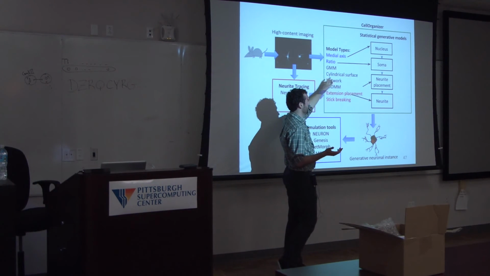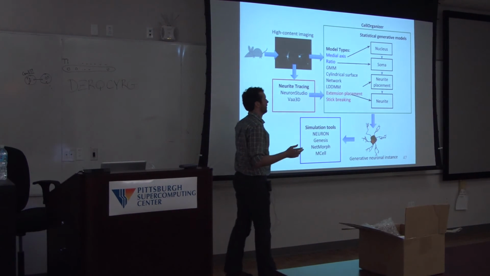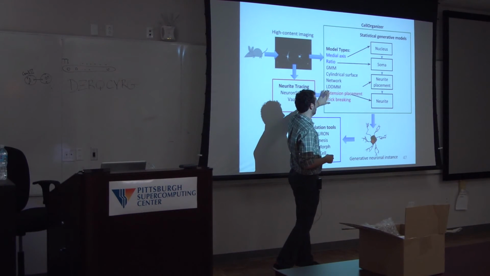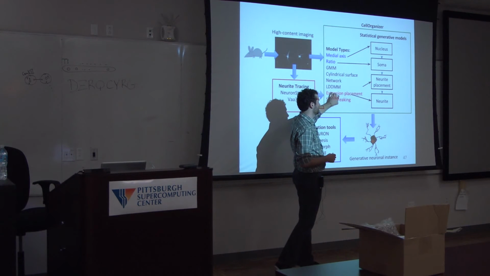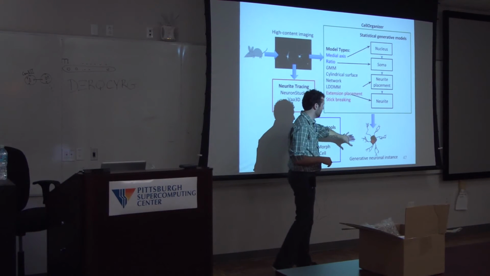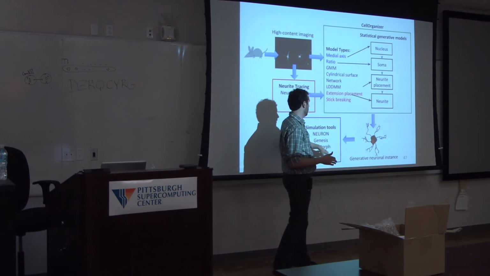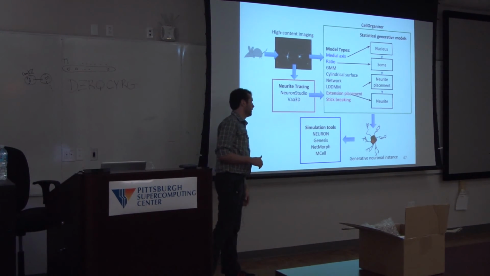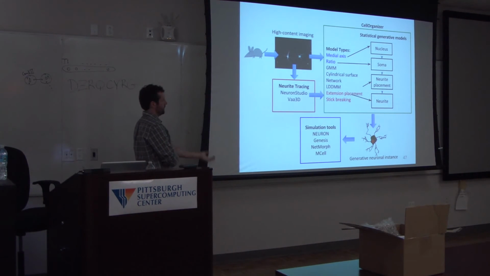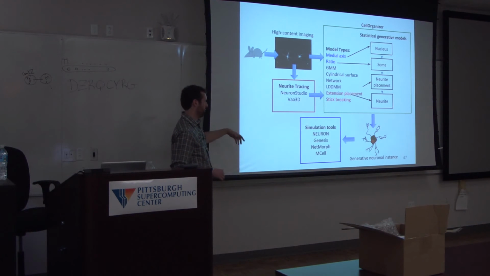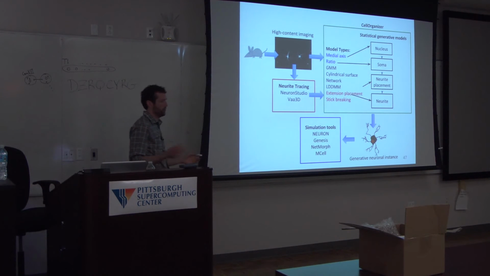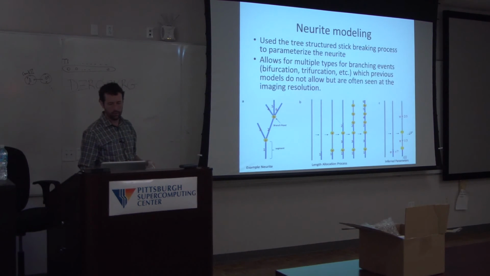But you probably wouldn't use a network model. That's what we use for our microtubules, for example. And then we have these two new types of models, this extension placement model and this stick breaking process, that allow us to create what sort of looks like a neuron. And then you can go to these simulation tools and start simulating. You'll notice MCell is listed among others. Neuron is probably the biggest one that people use to look at these, but I'm sure you guys know more about that stuff than I do.